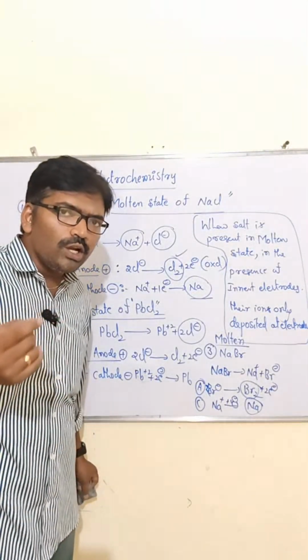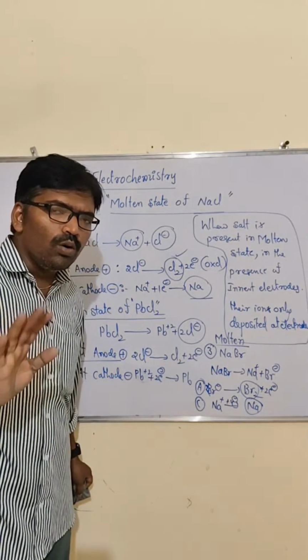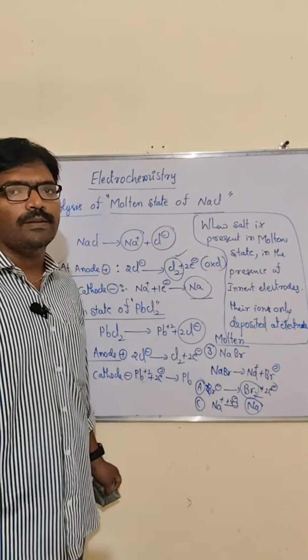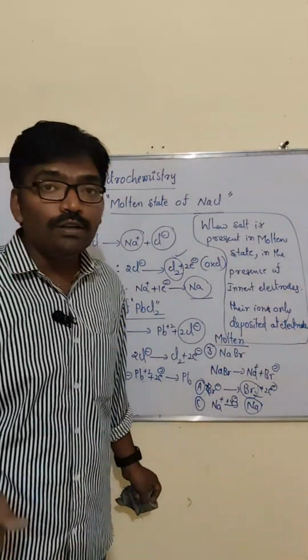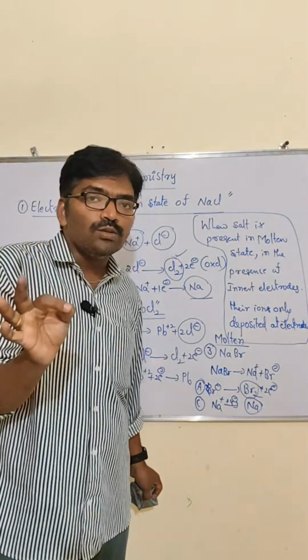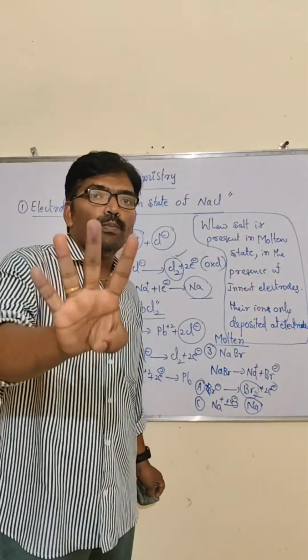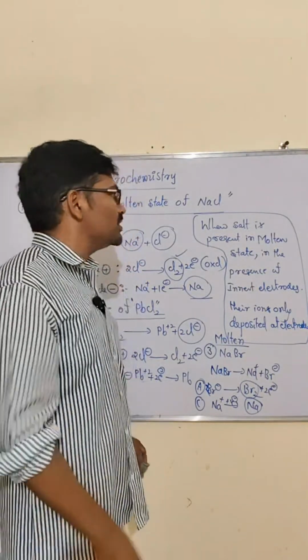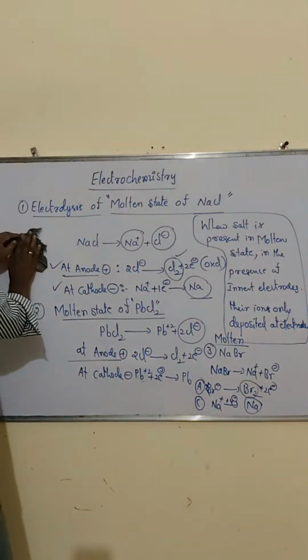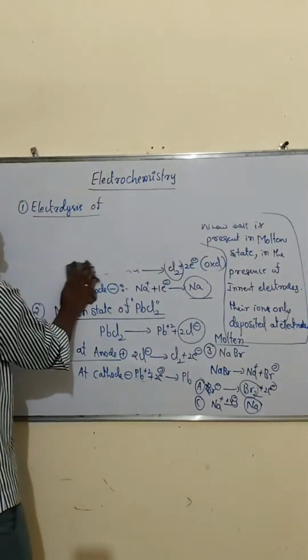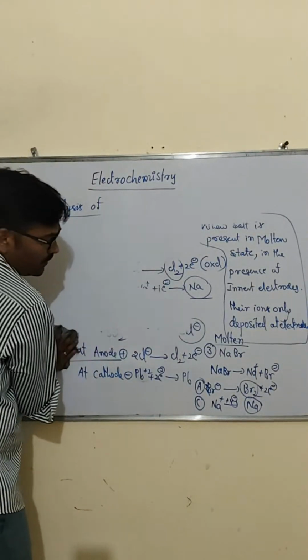So when molten state is taken, their ions only are deposited at their electrodes. In case you take aqueous solution, then here the process will be different; there are 4 points you have to remember when aqueous solution is there. So what are those that we have to discuss now? It is very important, my dear students. Please listen carefully, stay in the line.